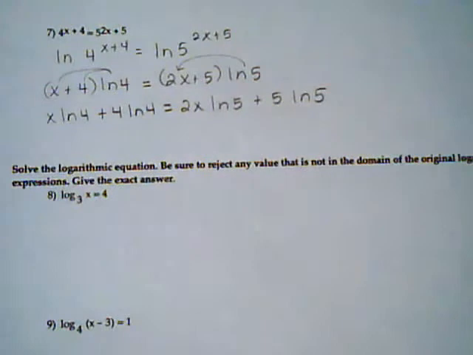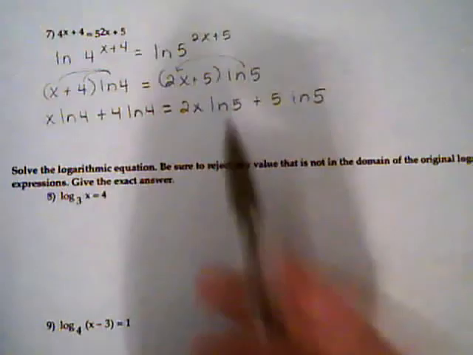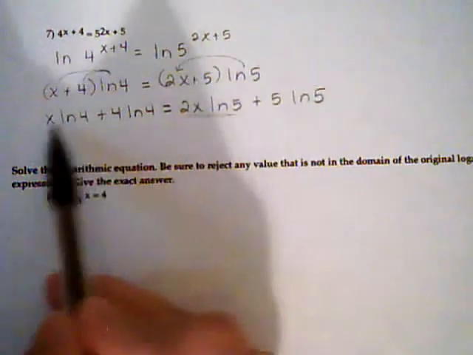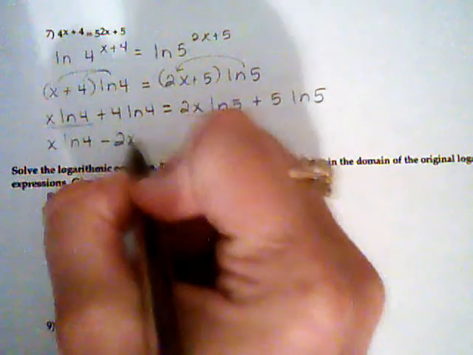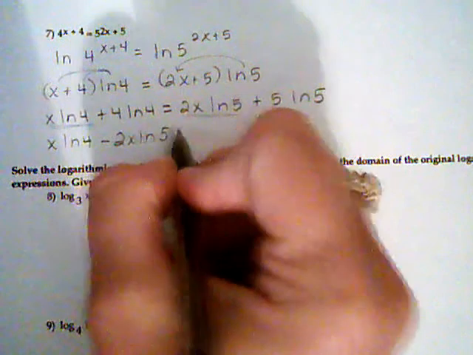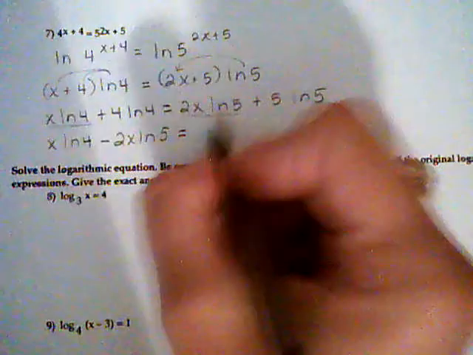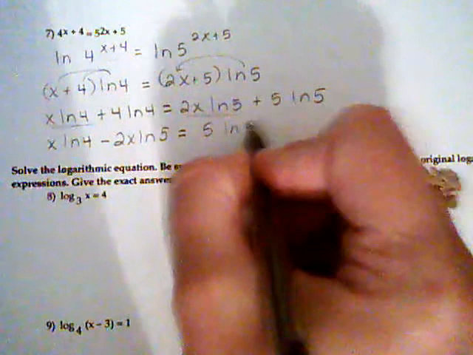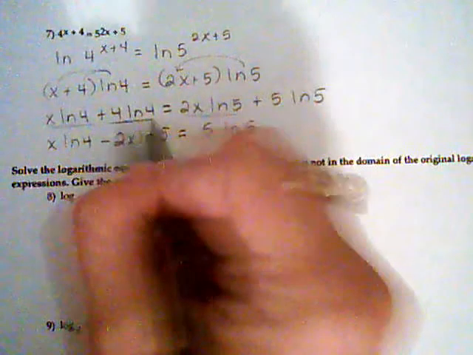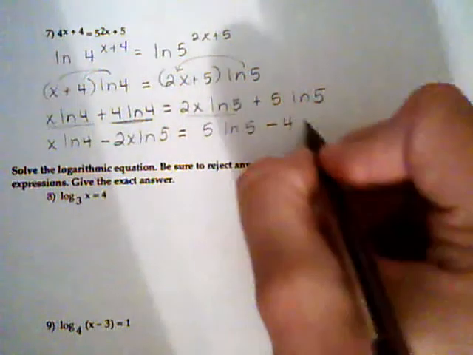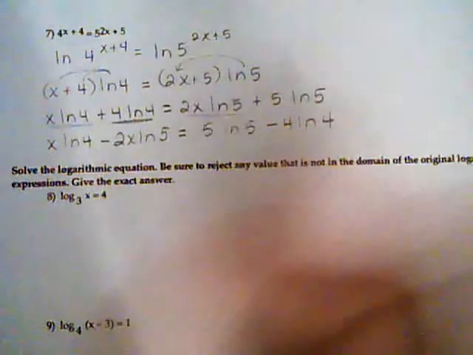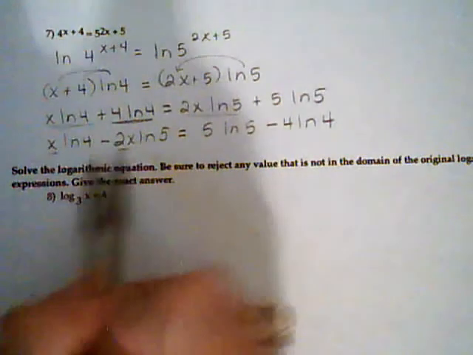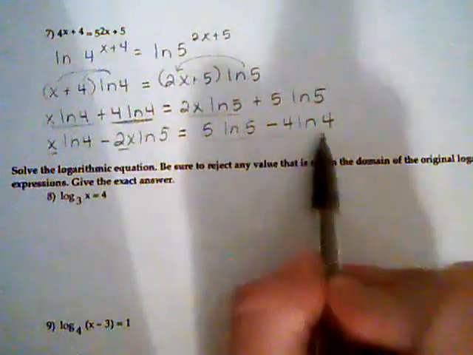Keep in mind, we're trying to solve for x. So that means I want all of my x terms to be on one side of the equation. So x times the natural log of 4 minus 2x natural log of 5 equals, I'm going to keep 5 times the natural log of 5 and then subtract 4 times the natural log of 4. So I have both of my variable terms on one side equal to my numerical terms.